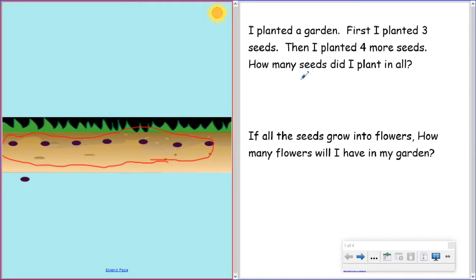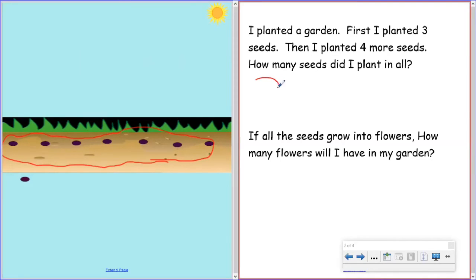I planted a garden. First, I planted 3 seeds. That tells me that the first number in my number sentence, in my equation, is going to be the number 3. So I'm going to write that. There's the number 3. Then I planted 4 more seeds. Well, the word more is telling me that I have to add more. And what sign do we use when we're adding? The plus sign. The plus sign tells me that we're doing addition. Addition means that you're adding, you're joining sets together.